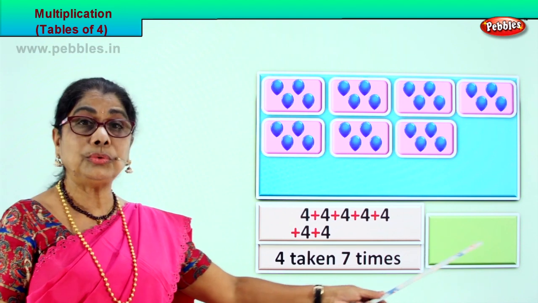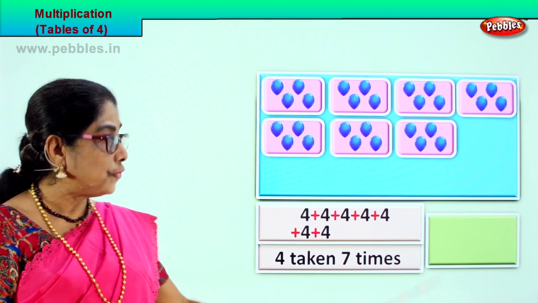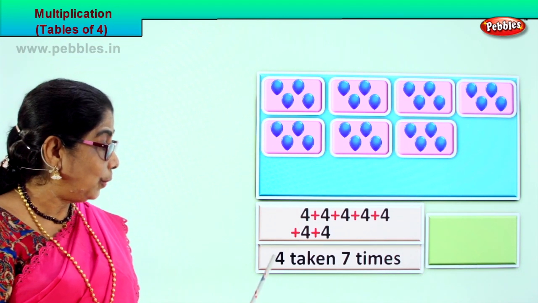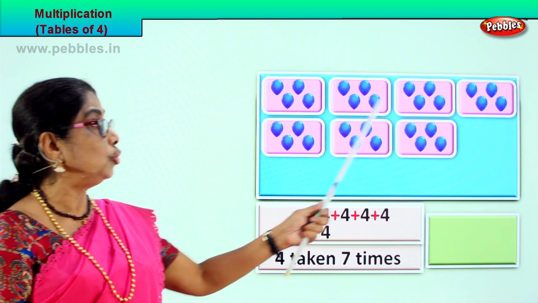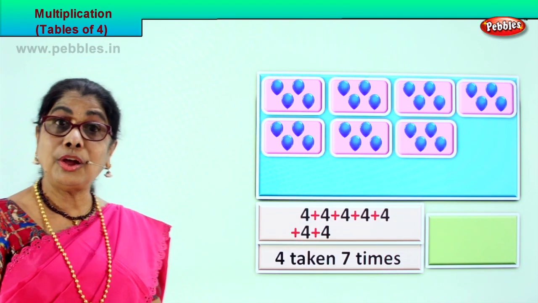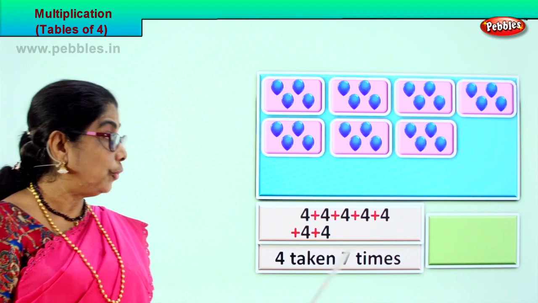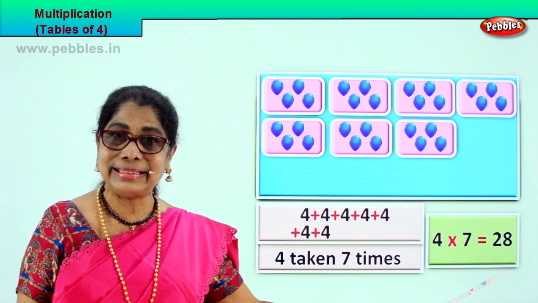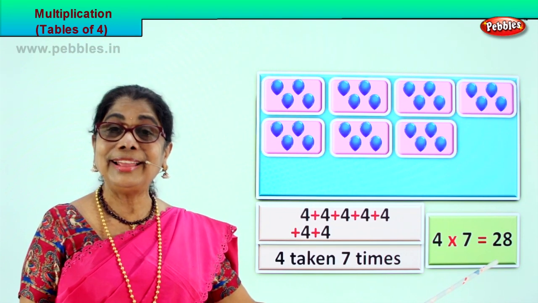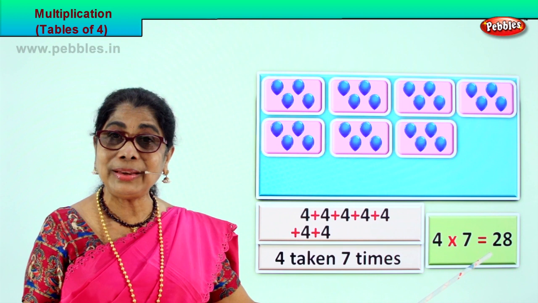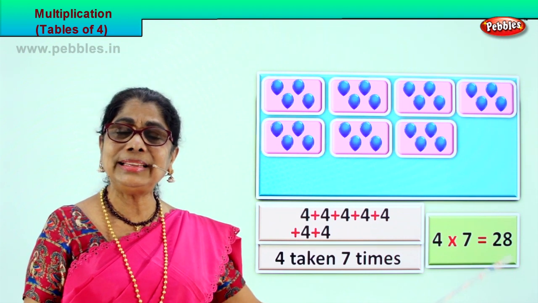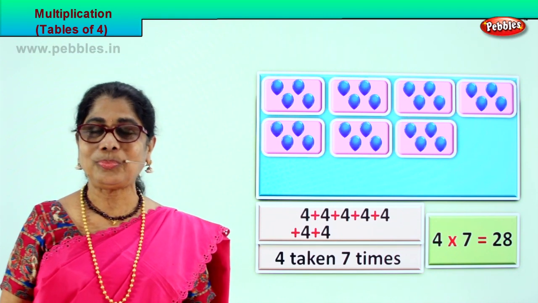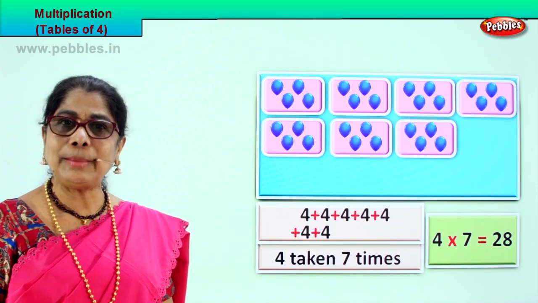4 into 7. What are 4 sevens? 4 sevens are 28. Yes. 4 taken 7 times. 4 into 7 is equal to 28. Read this. What are 4 sevens? 28. What is 4 into 7? 28. How do we read this? 4 sevens are 28. Good. Let's take the next table of 4.